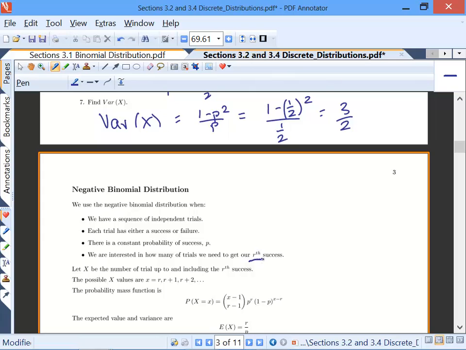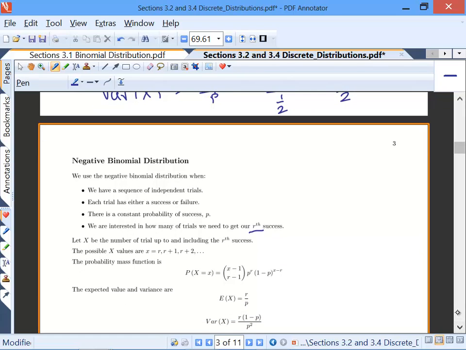So the only difference between this and the geometric is on the geometric we stop when we get 1 success. But it might be even more interesting to us to stop when we get 3 successes or stop when we get 10 successes. So we count the number of trials we need to get our success, or our 10th success, or our 7th success. Now, if you need to get 10 successes, how many times do you have to flip that coin? At least 10. Okay. So your possible x values are going to be r, r plus 1, r plus 2. You have to do your experiment at least r times if you want r successes.